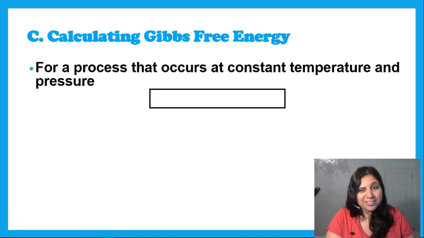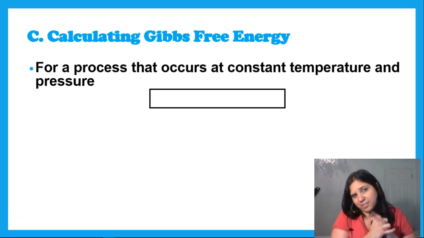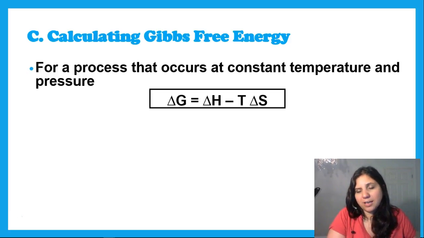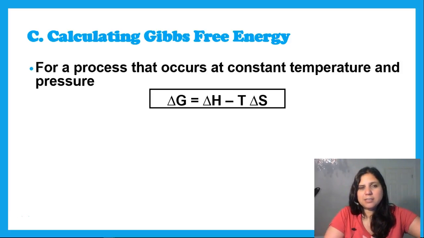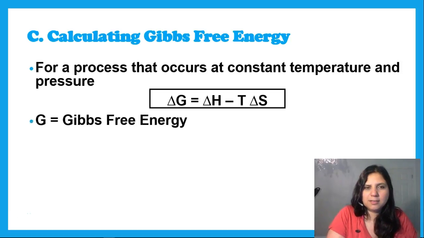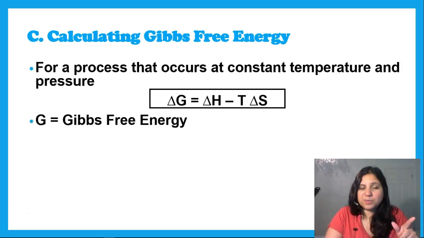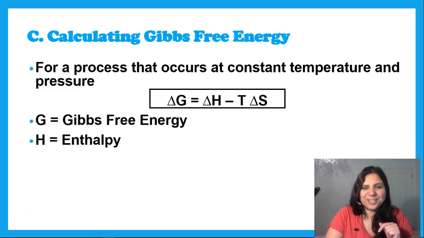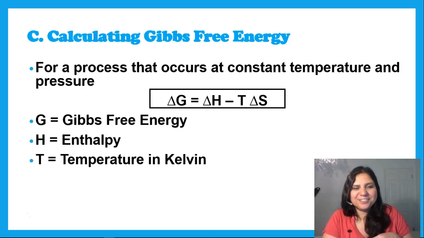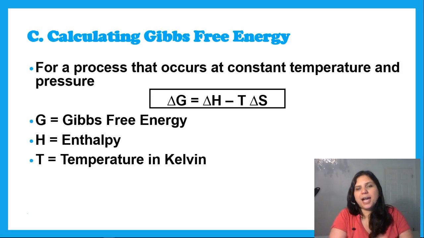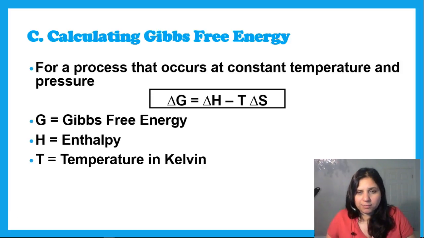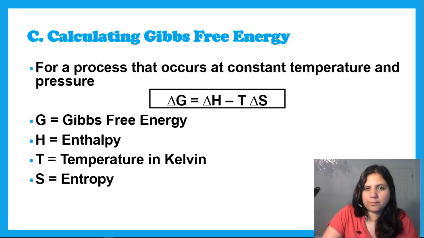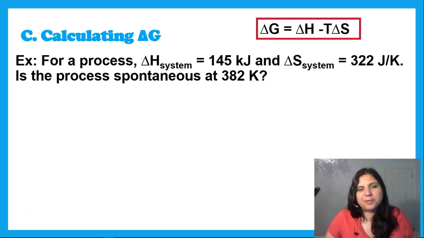All right, so there's another way to do this. There's also calculating delta G. To calculate delta G, you have delta G is equal to delta H minus T delta S. G stands for Gibbs free energy, H for enthalpy, not E, T for temperature, and this time the temperature has to be in Kelvin because the units of entropy are joules per Kelvin. And entropy is S.